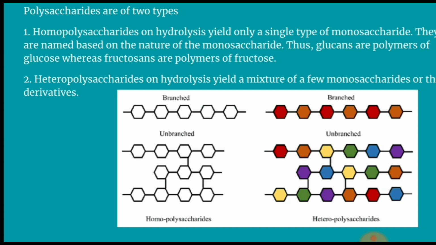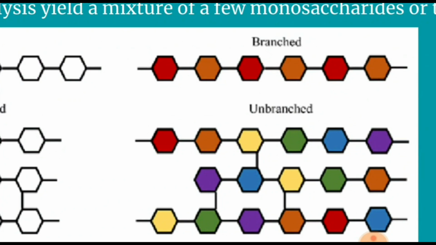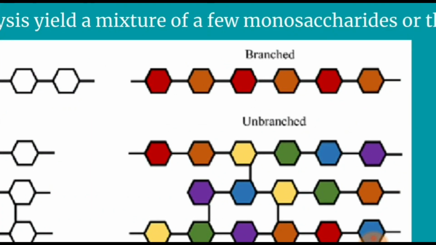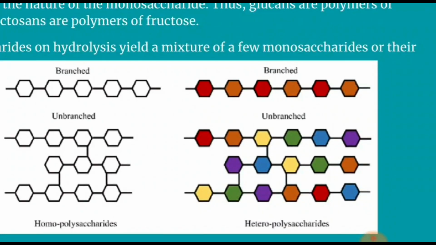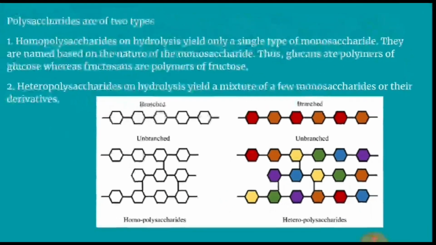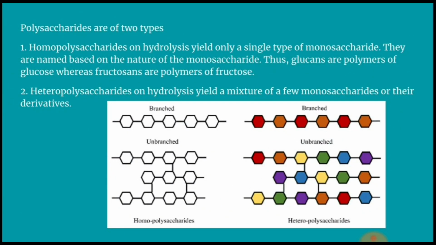And heteropolysaccharides, as you can see in the diagrams, this is a simpler form of diagram. You can see there are different types of monosaccharides that are repeated, or they could be non-repetitive. As in branched and unbranched chains, there are different types of monosaccharides that together hydrolyze and form a glycosidic linkage with each other.